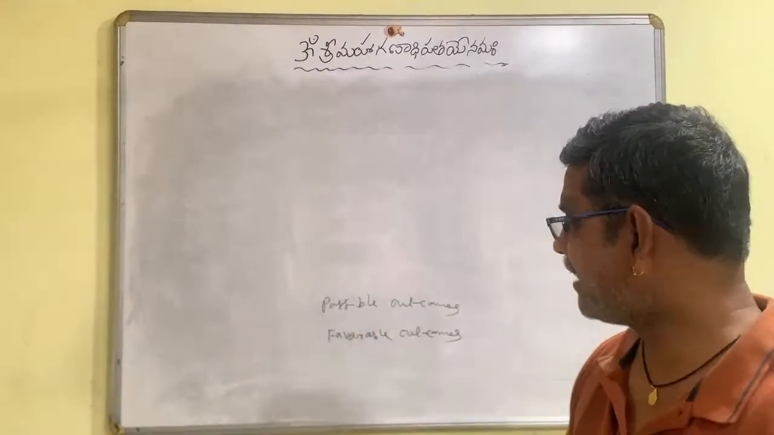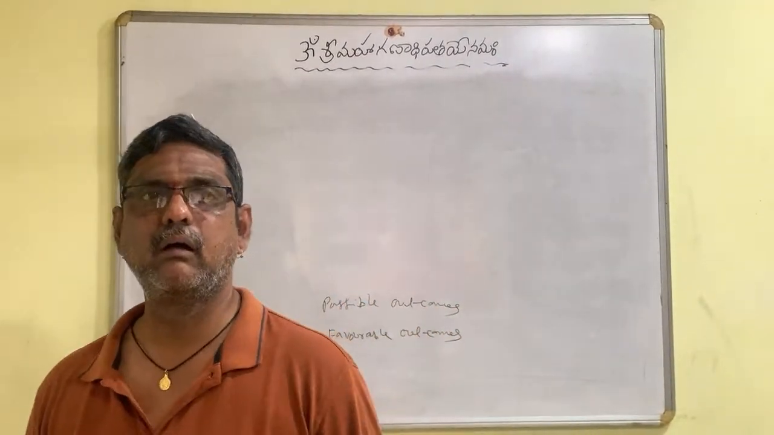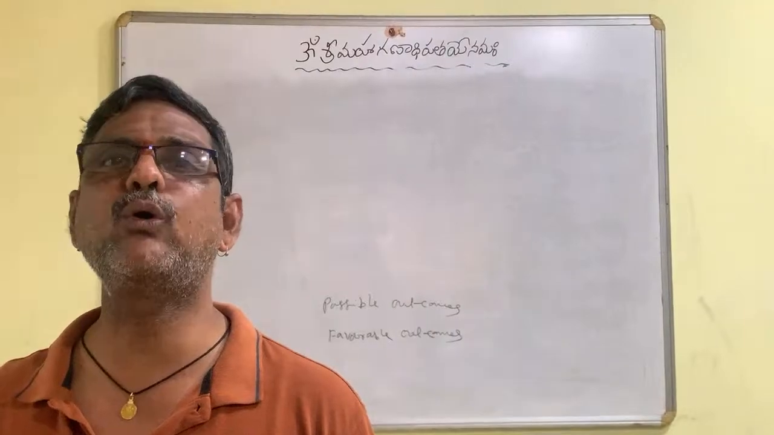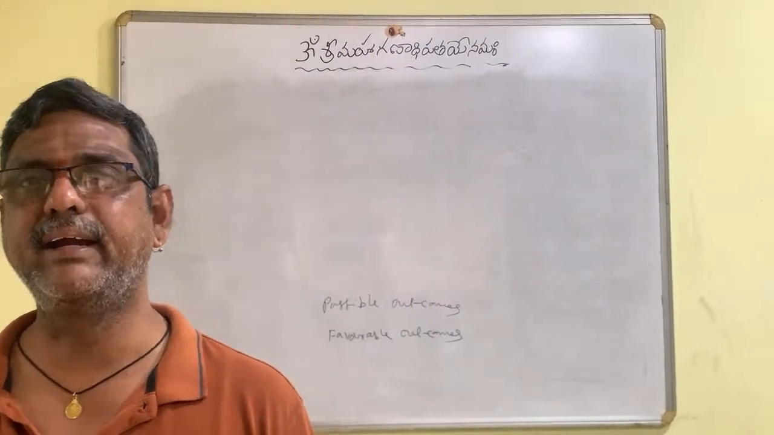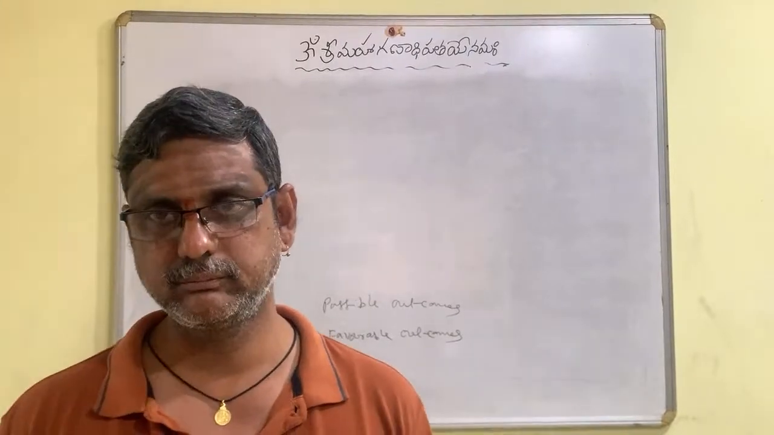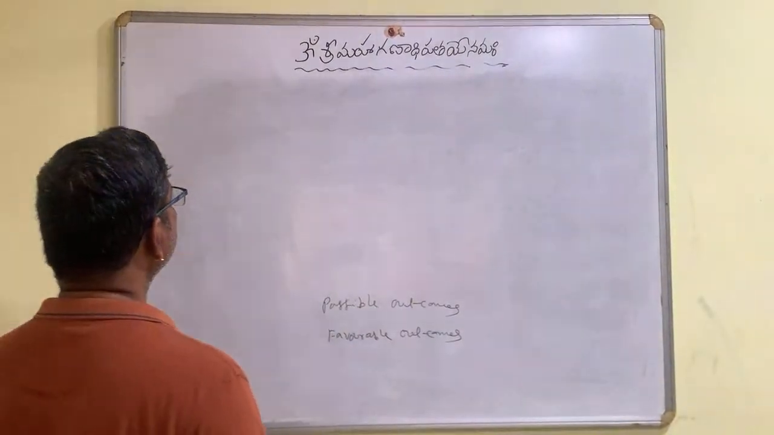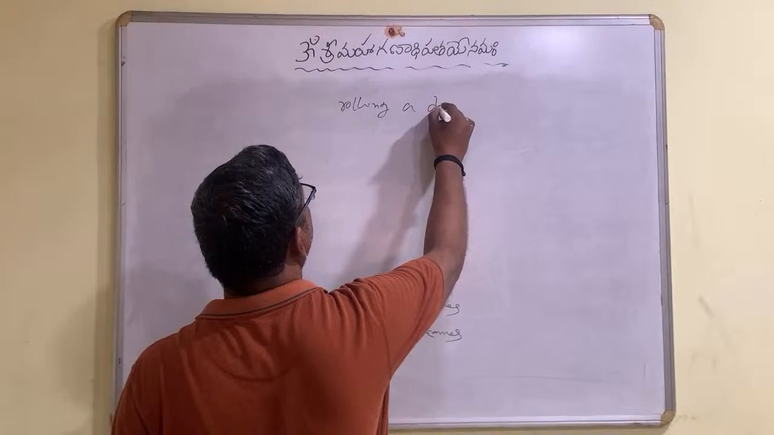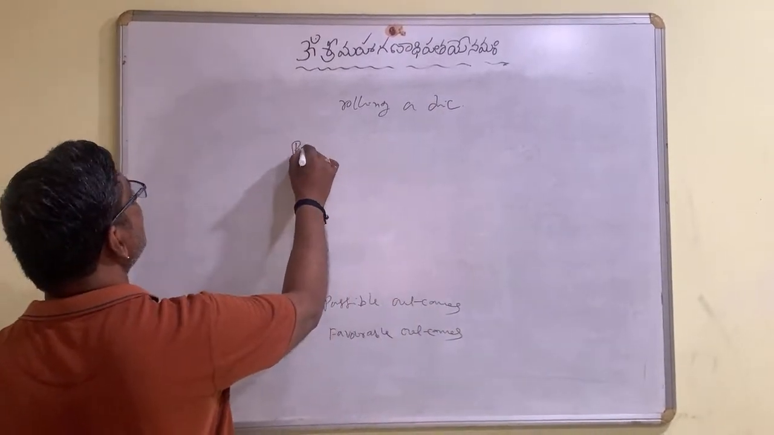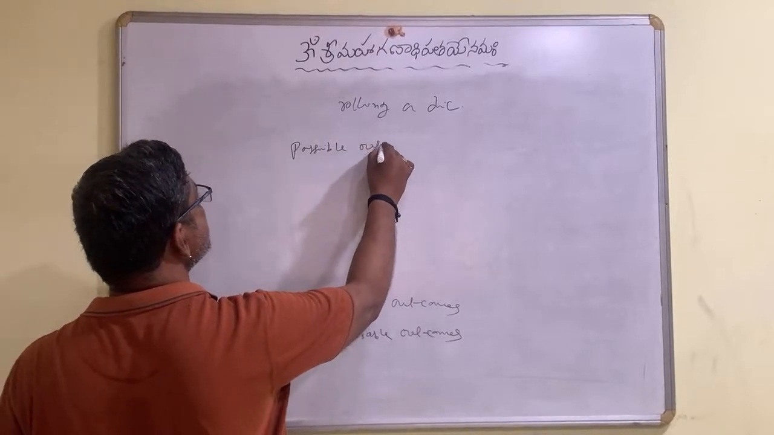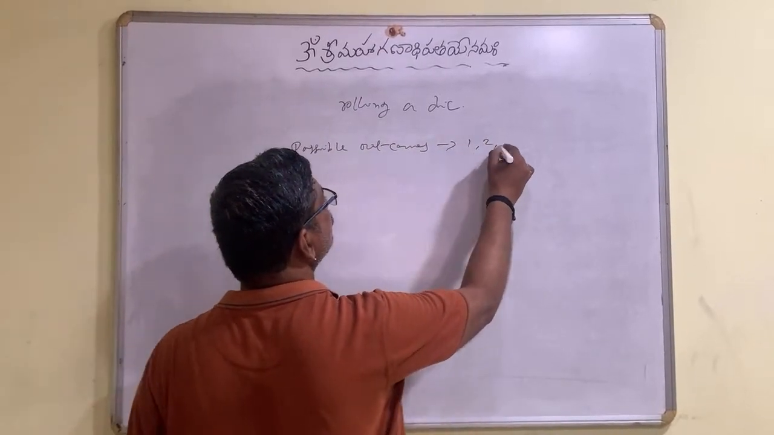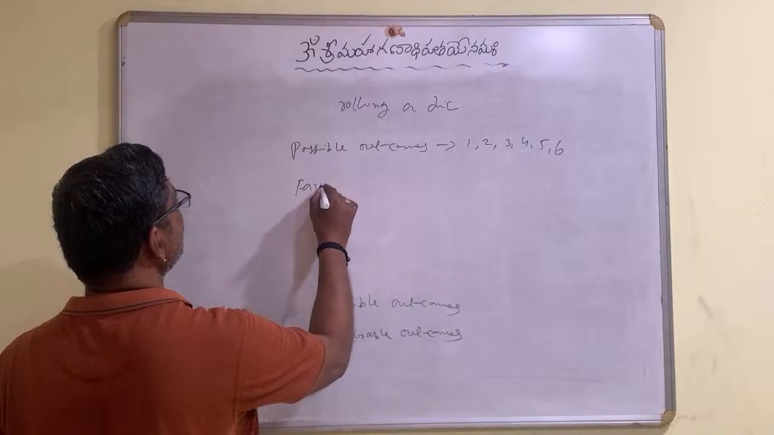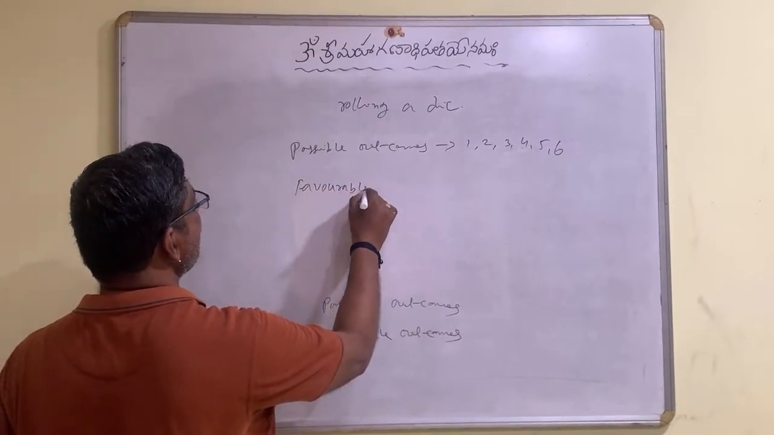According to the experiment, we can write the possible outcomes. And favorable outcomes means, in an experiment, out of possible outcomes, according to our event, we can write the favorable outcomes. I'll give you an example. Rolling a die. Possible outcomes: 1, 2, 3, 4, 5, 6. Favorable outcomes.